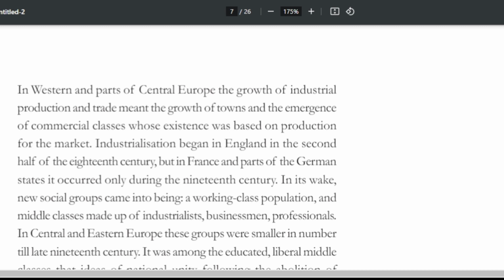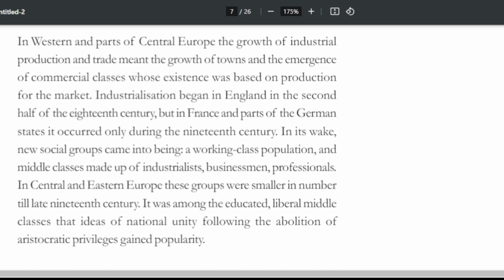Industrialization began in England in the second half of the 18th century. But in France and parts of the German states, it occurred only during the 19th century. In its wake, new social groups came into being: a working class population and a middle class made up of industrialists, businessmen, professionals. In Central and Eastern Europe, these groups were smaller in number till late 19th century.